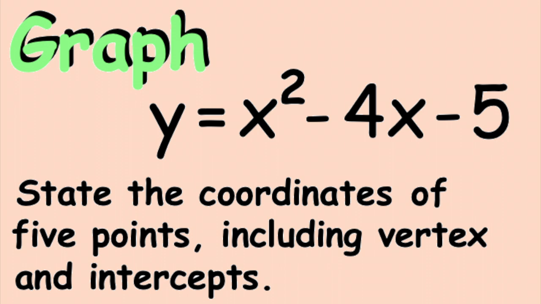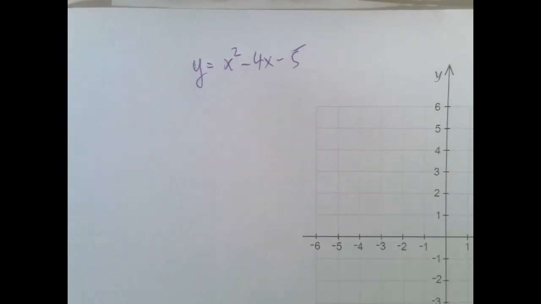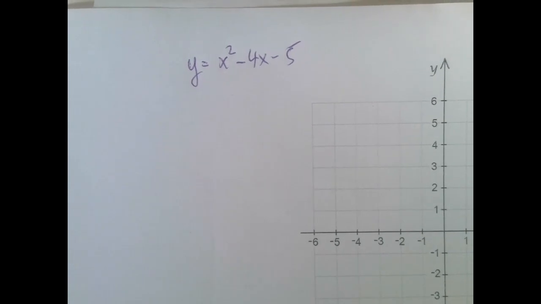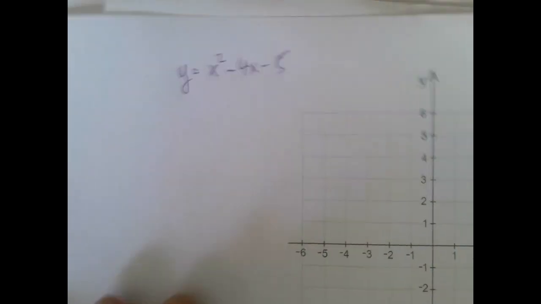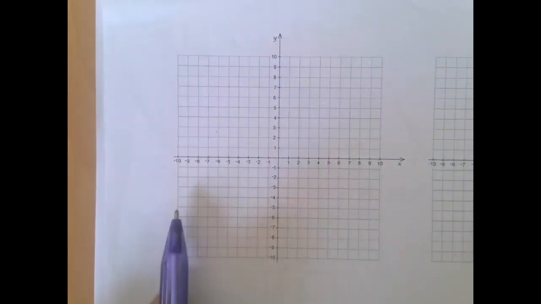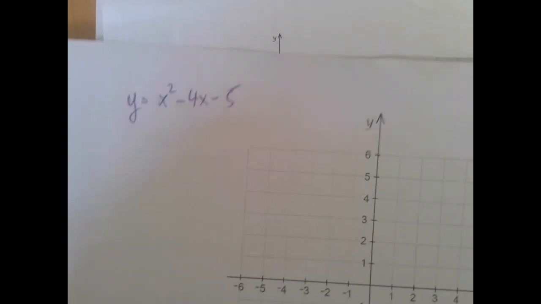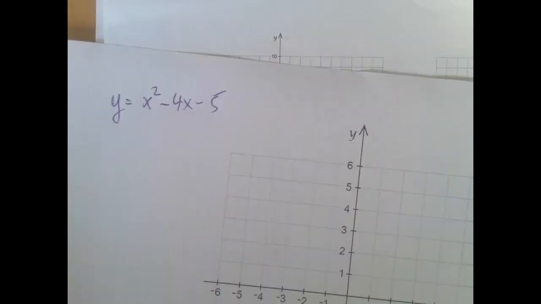We have to graph y equals x squared minus 4x minus 5. This is going to be a parabola, and parabolas, quadratic expressions, they get big very quickly. So actually we're going to use this coordinate system. It's harder to see, but the numbers are between negative 10 and 10. I don't think negative 6 to 6 is going to be sufficient for this.